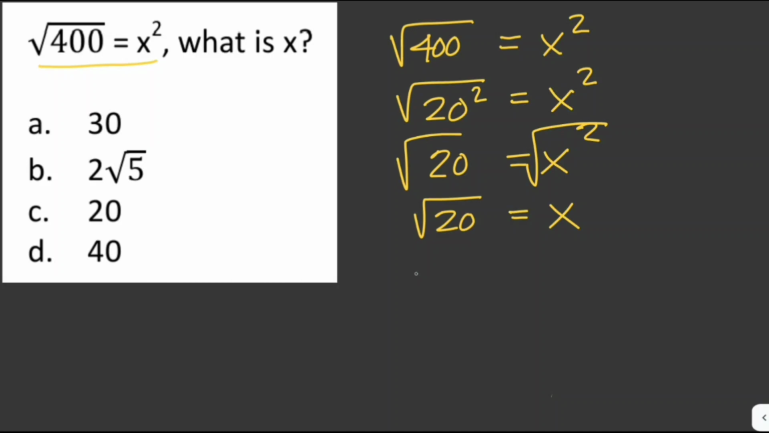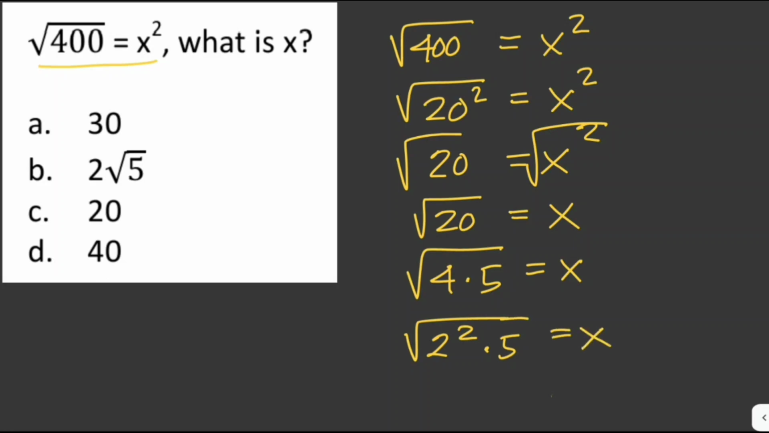And then we can write 20 as 4 times 5, and 4 is a perfect square. You can write 4 as 2 squared, times 5, equals x. The square root of 2 squared is just 2. So 2 square root of 5 equals x. So the value of our x is equal to 2 square root of 5.